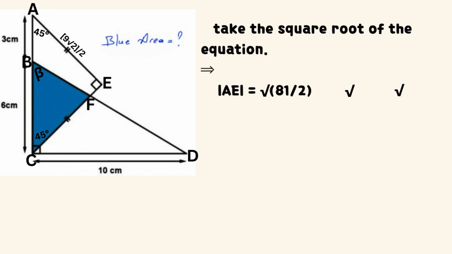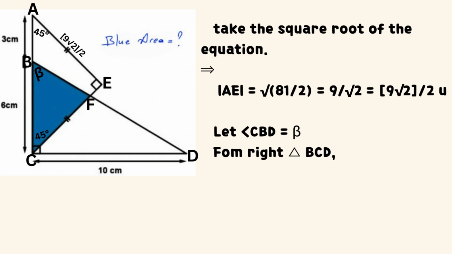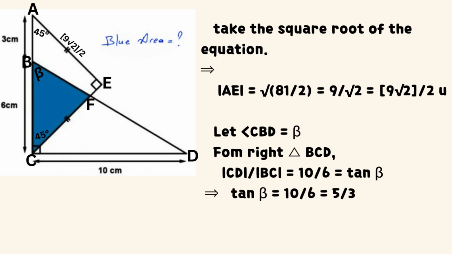Take the square root of the equation. It implies that line AE equals the square root of half of 81, which equals half of 9 times the square root of 2, in units. Let angle CBD equal beta. From right triangle BCD, line CD divided by line BC equals 10 divided by 6, which equals tan beta. Simplify to get that tan beta equals 5 divided by 3.